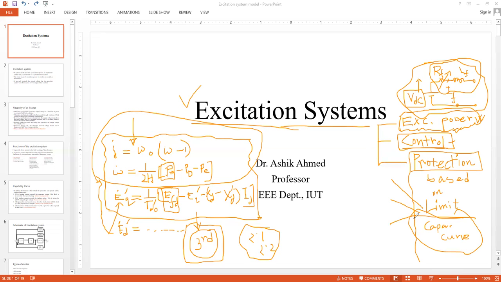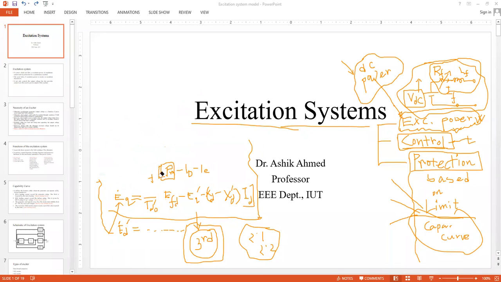So now we all know that the excitation power that is provided to the field of the synchronous machine is basically DC. So it is basically DC power or DC excitation. So now the question comes: how are we actually going to get this DC power, and how are we going to have some controlling effect on this DC power? Okay, so let's see.